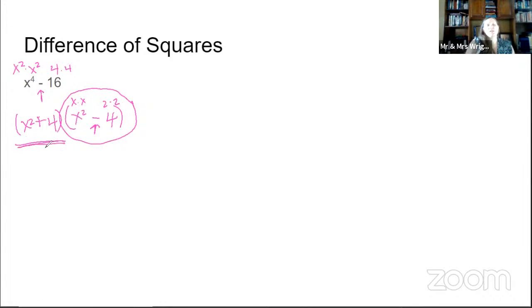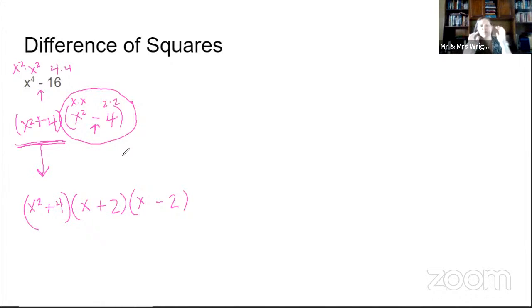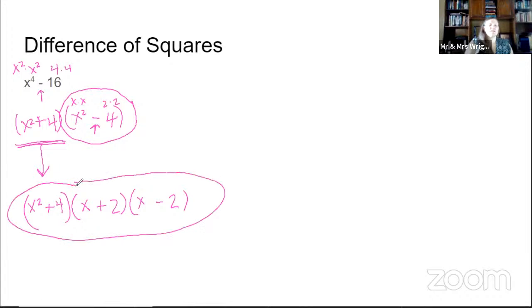This first one we can't do anything with, so we're just going to drop it down exactly as it is, x squared plus 4. Now the second one, we can go ahead and set up an equation. And we said that the first term was x, the second term was 2. So in this case, we factored it out into 3 separate multiplication or parenthetical terms. So x squared plus 4, x plus 2, and x minus 2. And this is our final answer. Three factors. Factor 1, factor 2, factor 3.